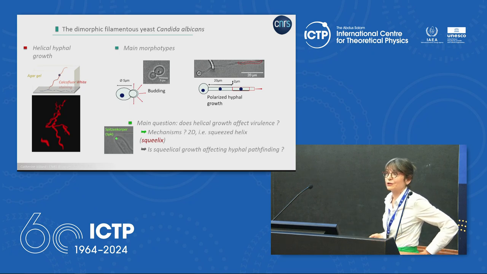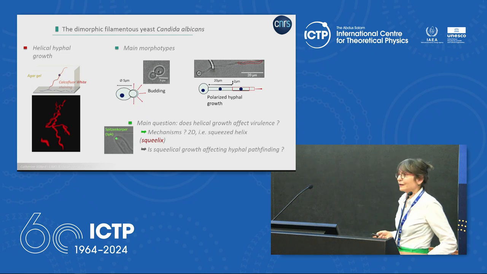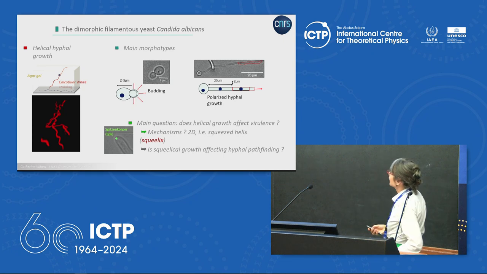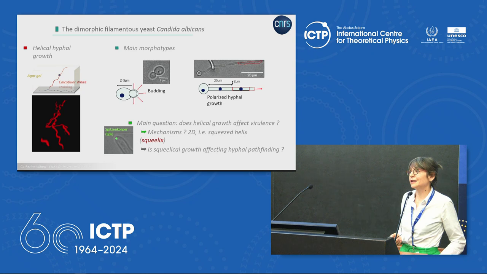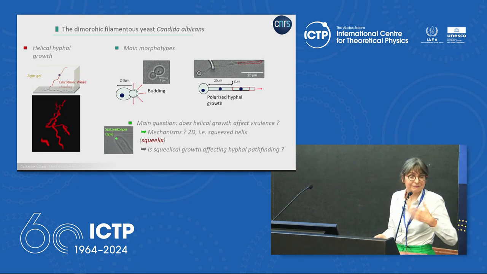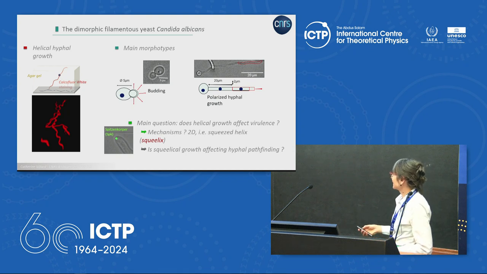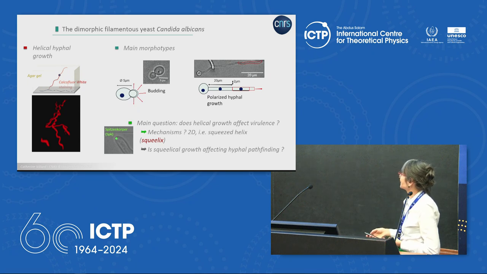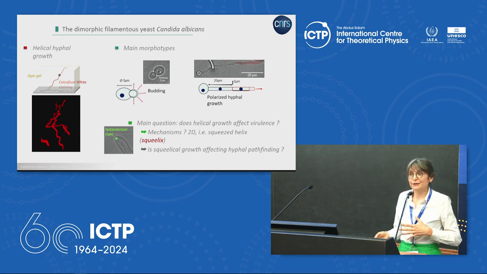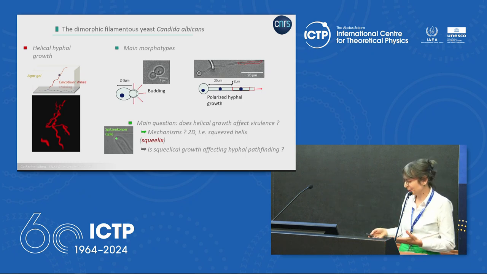And there are associated topics. One is about the mechanism of this helical growth. Why do we have this helical growth? For that, we would like to study Candida albicans hyphae in 2D, because it's easier to follow at whole-cell scale what happens inside the hyphae, for instance, the organelle of polarity, which is called the Spitzenkörper. And also the question we have is how helical growth can affect the hyphae's pathfinding in complex environments.